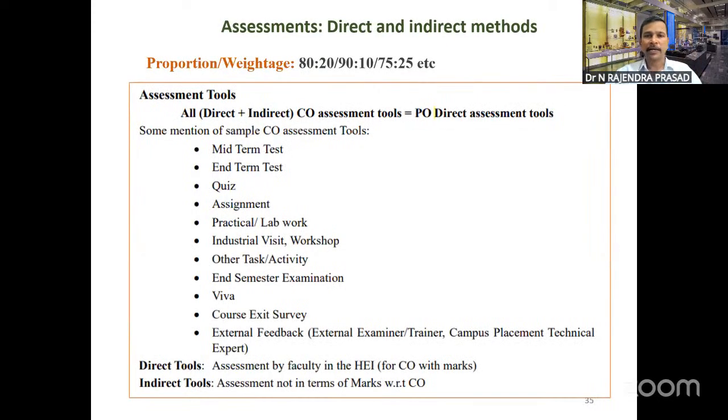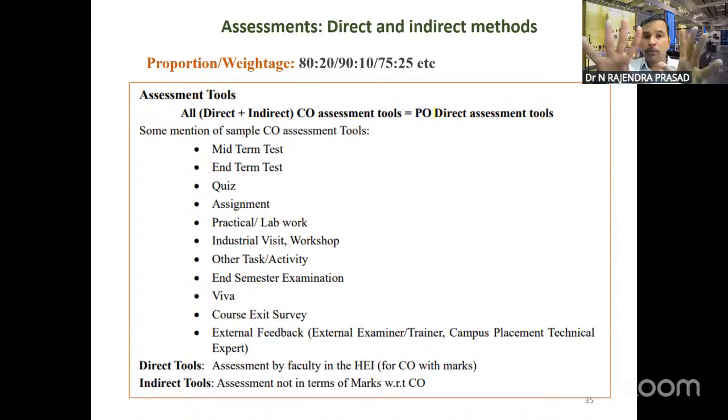Okay. Next, let us proceed to the assessment methods. You can put the weightage of assessments for direct and indirect assessment. As I have already told you, direct assessment means assessment by awarding marks to the students. Indirect assessment means assessment through the exit survey or stakeholder survey feedback. You can fix the proportion in such a way that it may be 80:20, 90:10, 75:25.